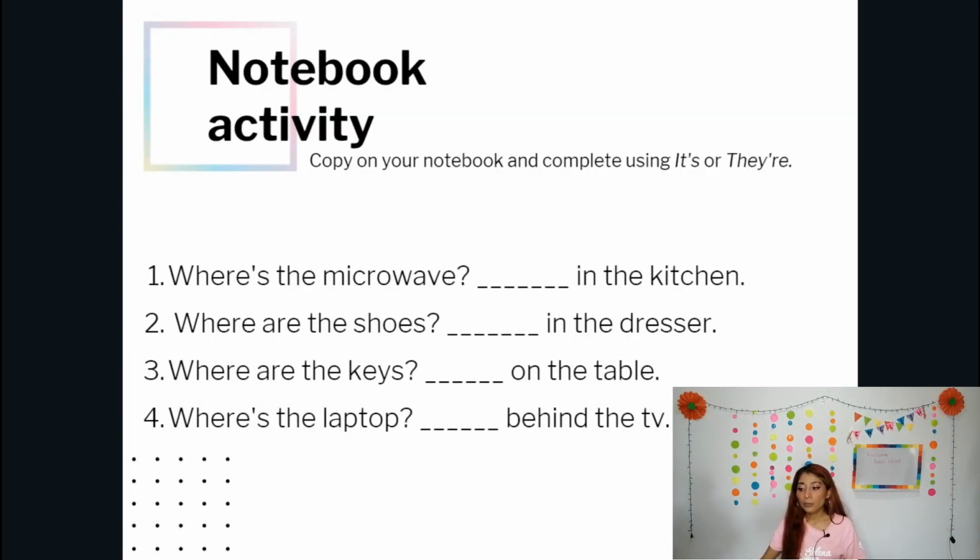We also have a notebook activity because it's super important that we practice this. And it says copy in your notebook and complete using its or their. Number 1, where's the microwave? Blank, in the kitchen. Number 2, where are the shoes? Blank, in the dresser. Number 3, where are the keys? Blank, on the table. Number 4, where's the laptop? Blank, behind the TV. Yeah, that's it.